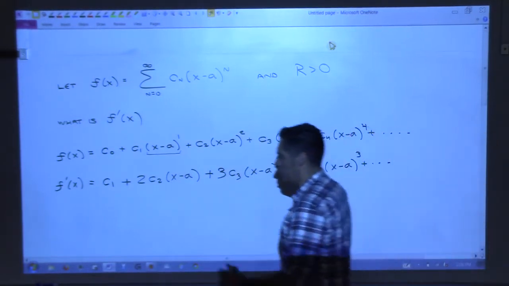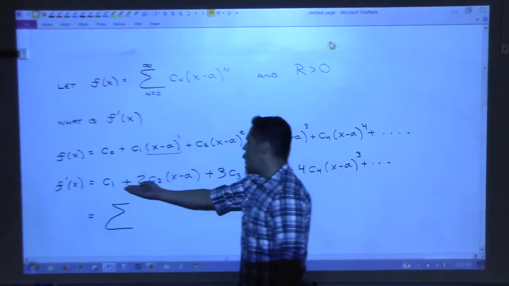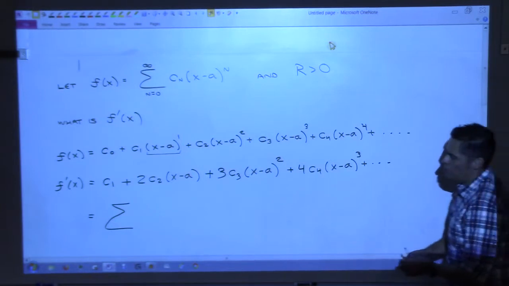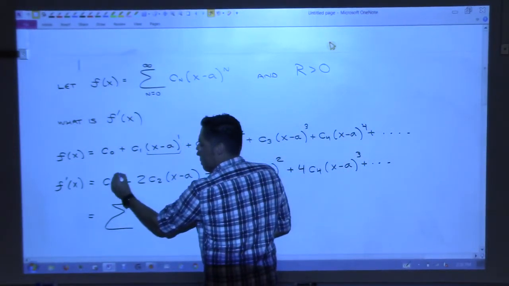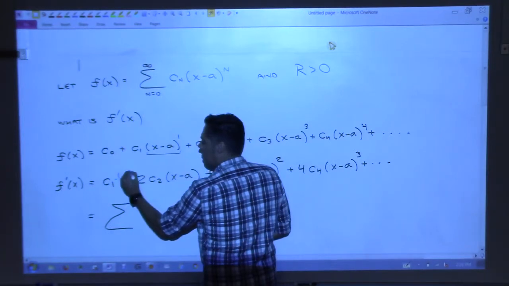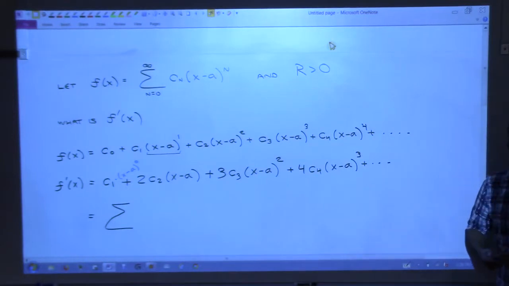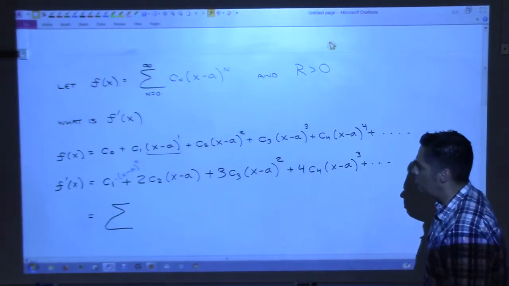Now, here's the challenge. Can you help me write this as a power series? And I will help you a little bit by just pointing something out here. You see this c sub 1 right here? Could I write x minus a to the 0 next to it? I could, right? All right.